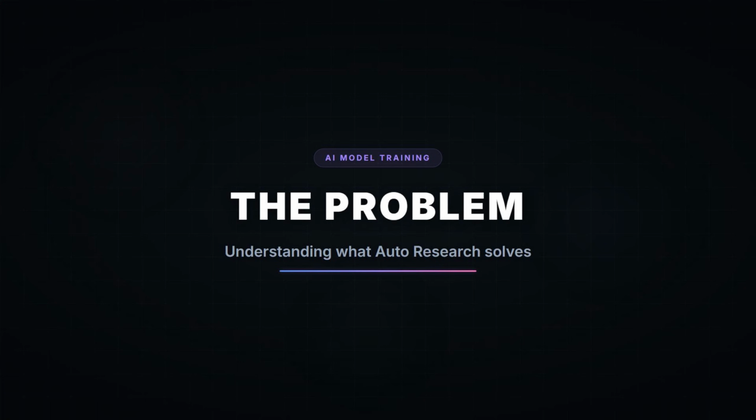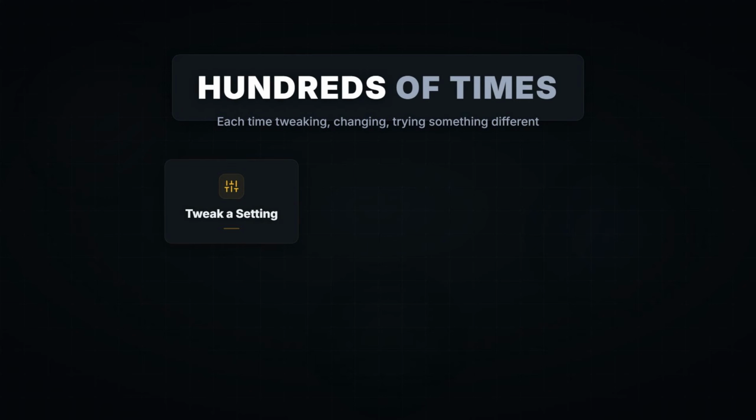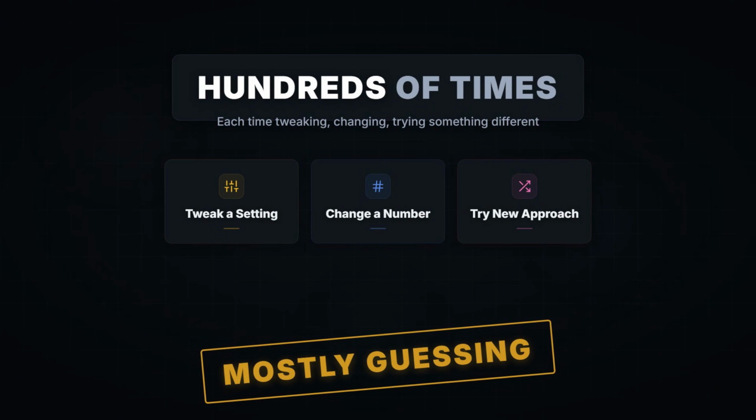To understand auto research, you need to understand the problem it solves. And it's actually pretty simple. When someone trains an AI model, here's what it looks like. They write some code that defines how the model runs. You run it, you wait for it to complete, then you check a score that tells you how well the model is doing. If the score got better, great, you keep that change. If it got worse, you undo it and try something else. Then you do it again and again and again, hundreds of times. Each time you are tweaking a setting, changing a number, trying a different approach. It's tedious work, and honestly, most of the time you are just guessing what might work next.